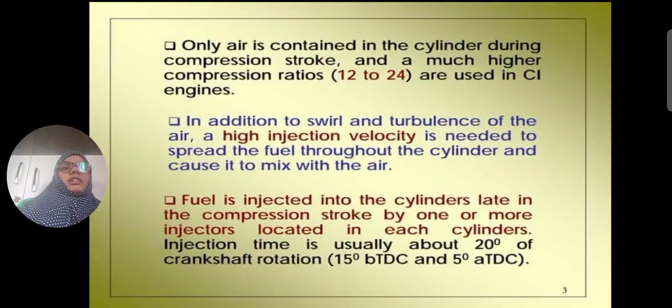Only air is contained in the cylinder during the compression stroke, and much higher compression ratios, up towards 24, are used in CI engines. In addition to swirl and turbulence of the air, a high injection velocity is needed to spread the fuel throughout the cylinder and cause it to mix with the air. Fuel is injected into the cylinders late in the compression stroke by one or more injectors located in each cylinder. Injection time is usually about 20 degrees of crankshaft rotation, so 15 degrees BTDC and 5 degrees ATDC.